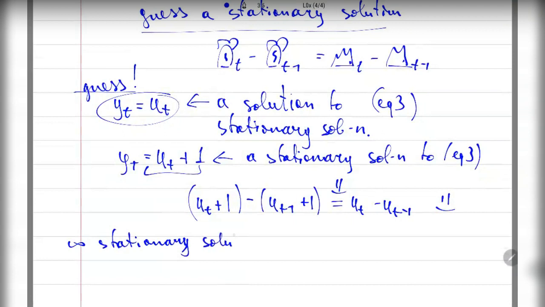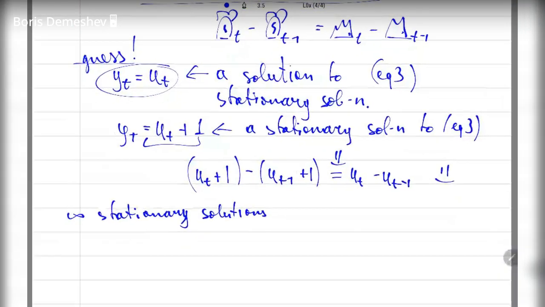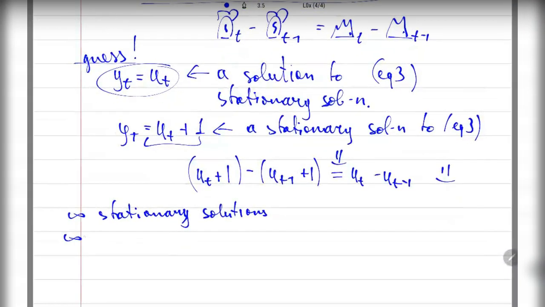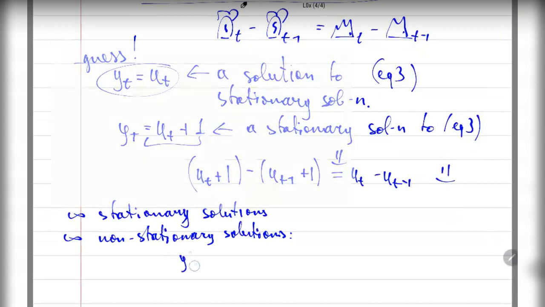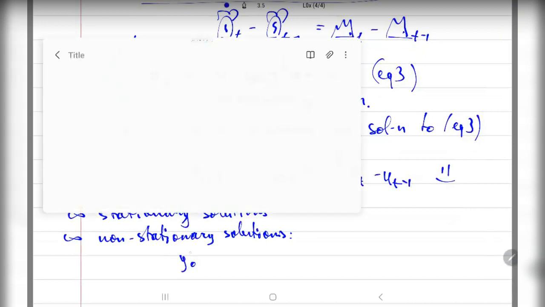Because the theorem is not applicable. The theorem says that either we have one unique stationary solution, or we have no stationary solutions at all, but that is applicable when the polynomials are coprime. When they are not coprime, different things can happen. And we have infinitely many non-stationary solutions for this equation.